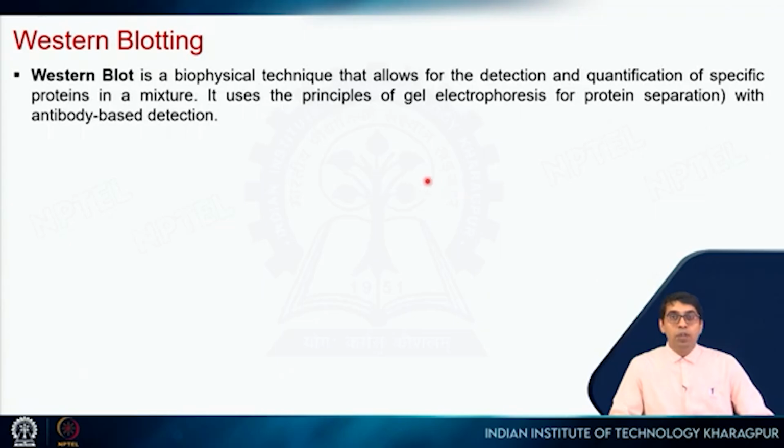Okay. So, another very important, very robust and highly used experiment is Western blotting. So what is Western blotting? It is a biophysical technique that allows for the detection and quantification of specific proteins in a mixture, right? So it uses the principles of gel electrophoresis for protein separation with antibody-based detection.